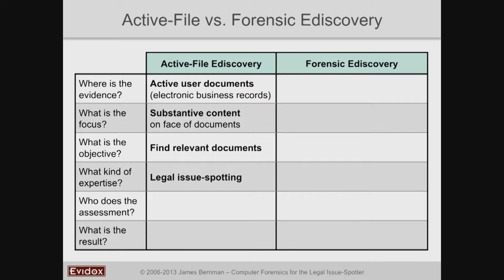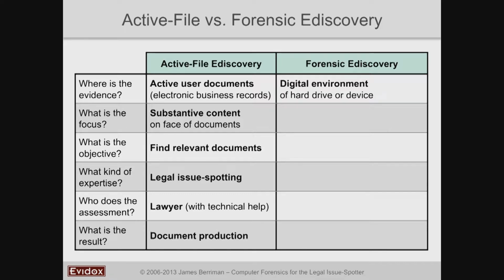Us, legal issue spotting. We make the assessment of whether the document is relevant, whether it's privileged, whether it's important. And who does that? We do. This is the province of the legal issue spotter. And what is the result of this process? Typically, it's a document production. We winnow the documents, we separate wheat from chaff, we find which ones are important, and that becomes your production set, or that becomes your exhibit set for whatever you're doing, your investigation or your litigation.